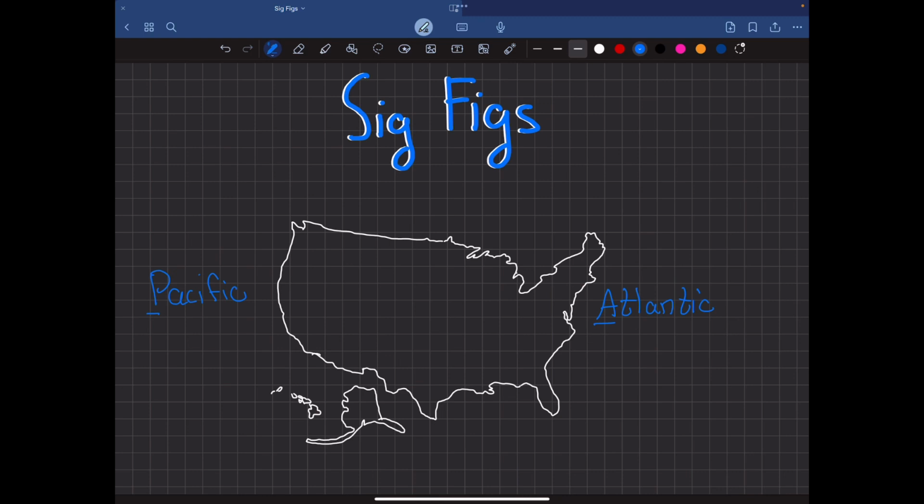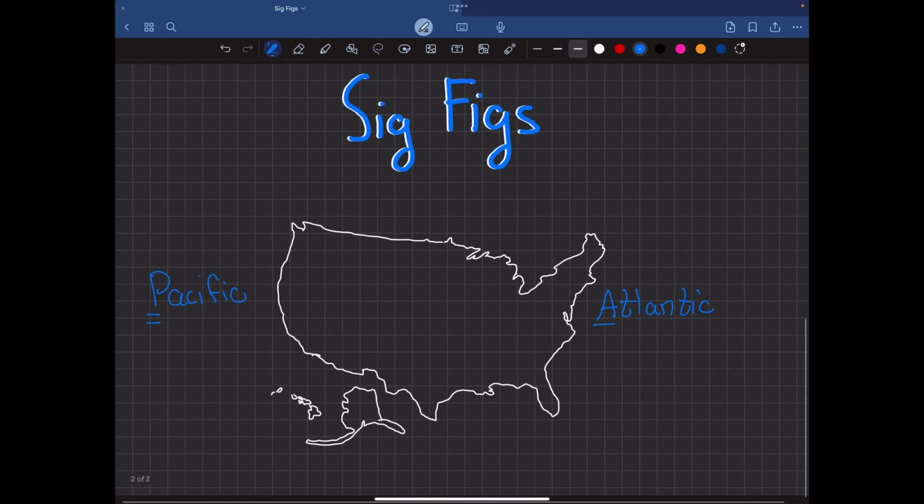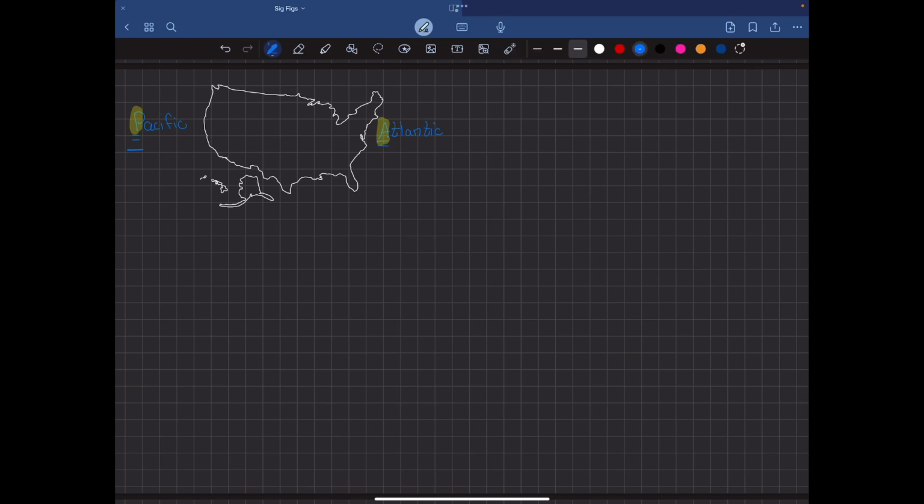Now, I underlined this P and this A because I have a method of determining the sig figs from a decimal being present for P, and a decimal being absent for A. Okay, now let's get down to the nitty gritty.